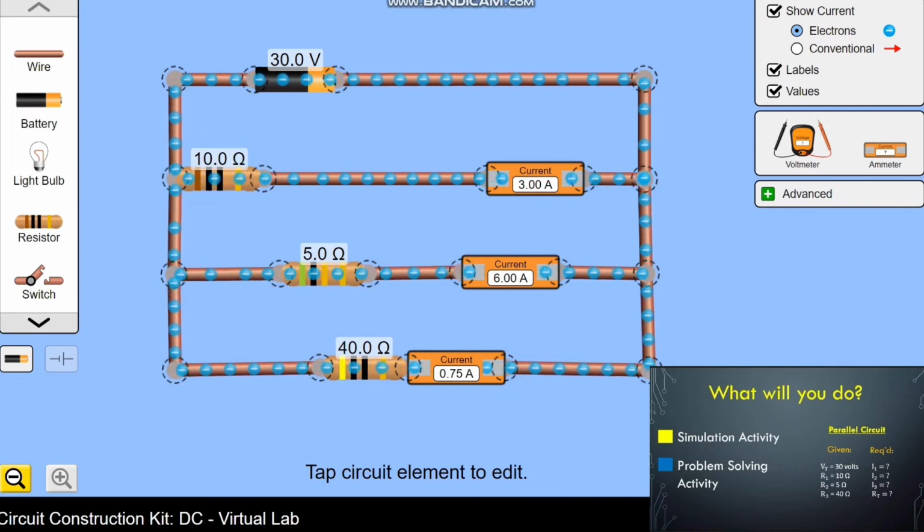Now we have our missing values, which are 3 amperes, 6 amperes, and 0.75 amperes. These will be our I1, I2, and I3. Now we're finally done with our parallel circuit simulation. Now we're going to proceed to our problem solving.